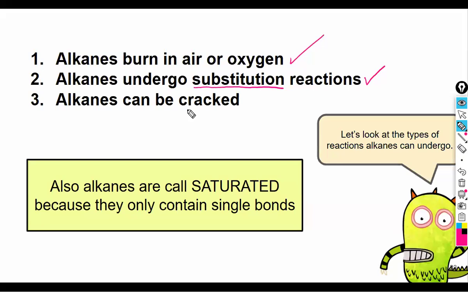And alkanes can also be cracked. Well, what does cracked mean? Basically, if you take a piece of stone and you hit it and you crack it, doesn't it form smaller pieces? So to crack something in, let's say, chemistry means simply to break it into smaller pieces. And you can do that with alkanes. You can actually take a big alkane and break it into a smaller piece. And I'll show you how that's done in a little while.